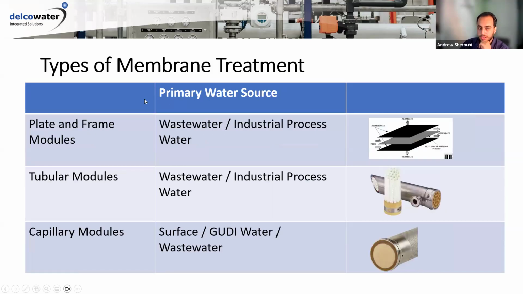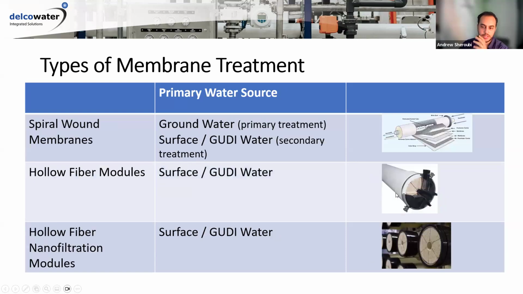Of note, I'm not gonna go through these membrane types, just for time, and they're not very heavily used in drinking water. So things like plate and frame modules or flat sheet membranes are more in wastewater. Tubular and capillary modules are also not used very often here. So I'm gonna just focus on these three.